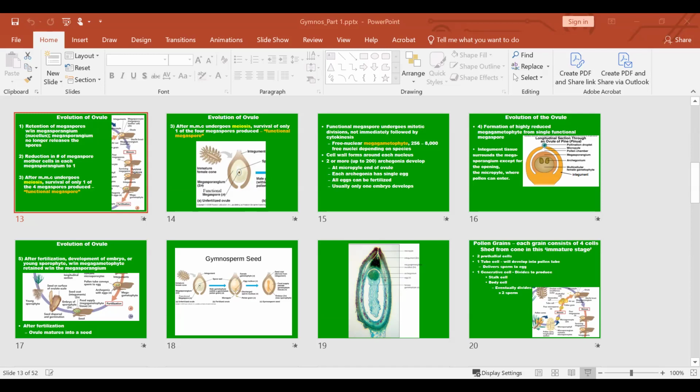So I definitely will be asking about this on the final exam, this process. Pay attention to the figures as well, being able to identify the parts, okay? What else about the ovule? Do you have any questions on that?